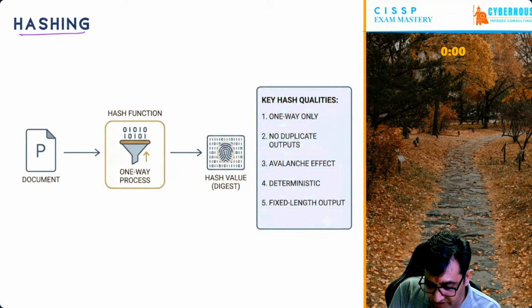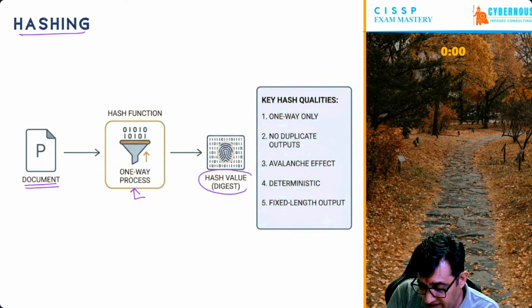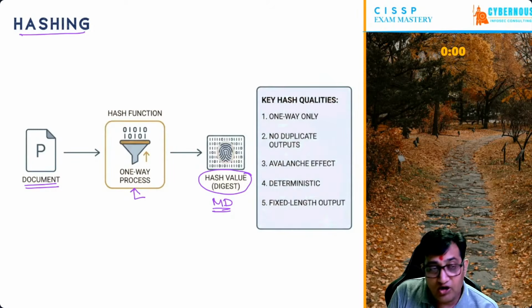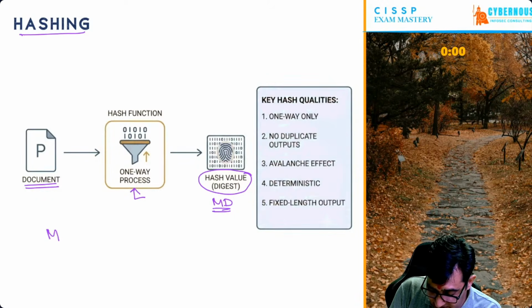And when a document undergoes the hash function, the outcome we call a digest, message digest. Now this message digest can also be used to identify integrity, and we call it a message integrity code. It is only used for integrity.